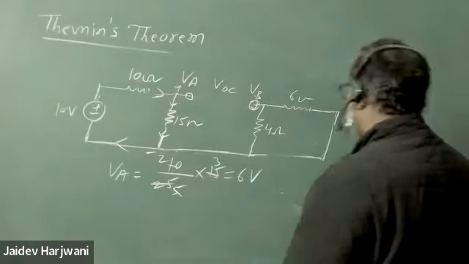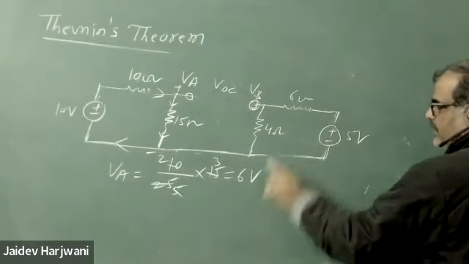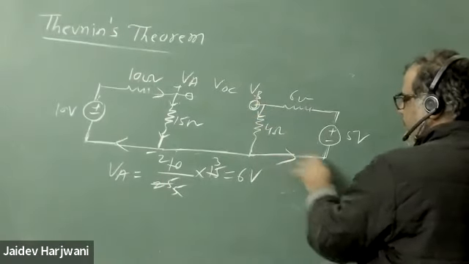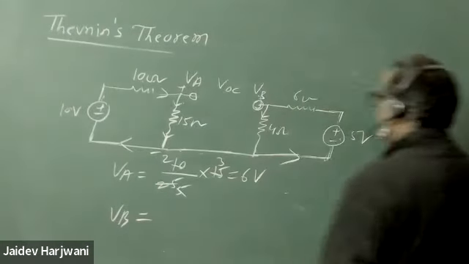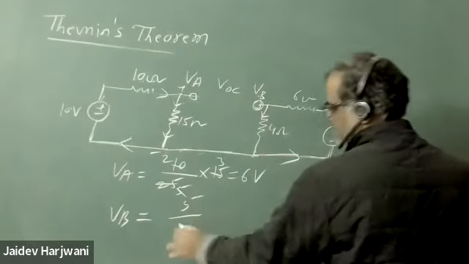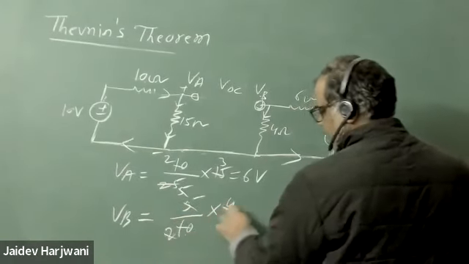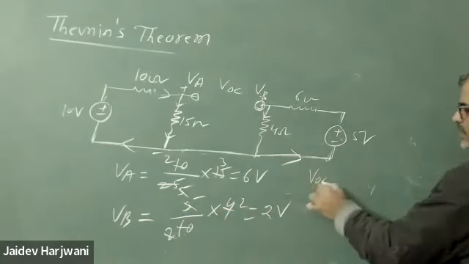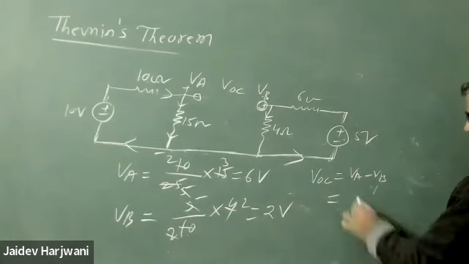Similarly, when I put a 5 volt battery here, current will start here, come here, and reach back to the original source. Say this voltage is VB. So how much will VB be? I want VB across this 4 ohm. Total voltage is 5, total resistance is 10, and current is 5 by 10, into 4. So this becomes 2 volts. Now you want VOC. VOC will simply be VA minus VB. This becomes my 4 volts.